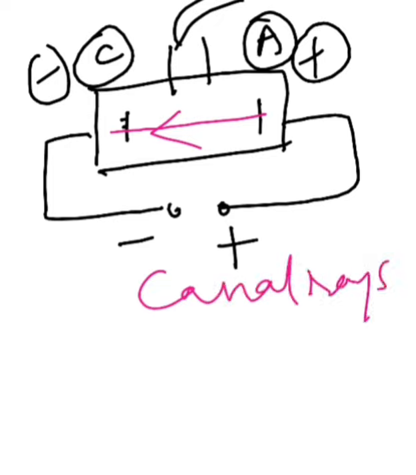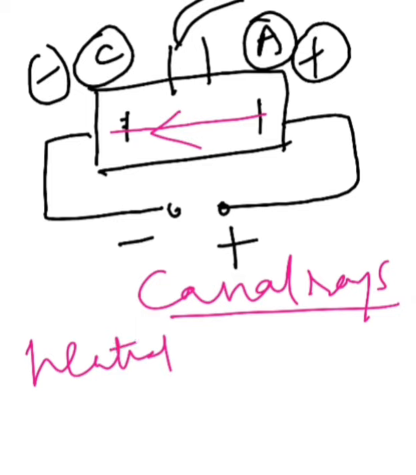Why canal rays? Because the discharge tube is in the form of a canal, right? So he said canal rays were formed from the anode side, right? And these anode rays or canal rays were found to consist of positively charged particles, right? Now how do these positively charged particles appear? See, when we say atom, atom is neutral. Okay, this neutral atom, we are applying a high voltage, right?